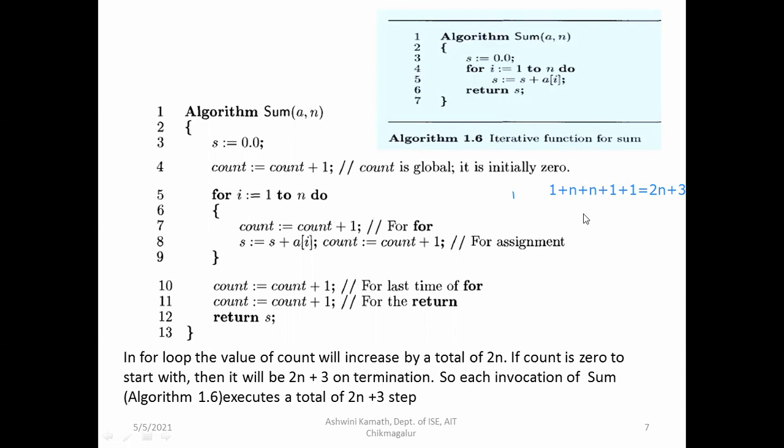In the for loop, the value of count will increase by a total of 2n. What is that 2n? One for the comparison and one for the assignment. Then if count is 0 to start with, it will be 2n plus 3 on termination. I told you what the 3 is also. One is for S is equal to 0.0, one is for the false case of the for loop, and one is for the return statement. So for iterative summation, we have 2n plus 3 number of steps.